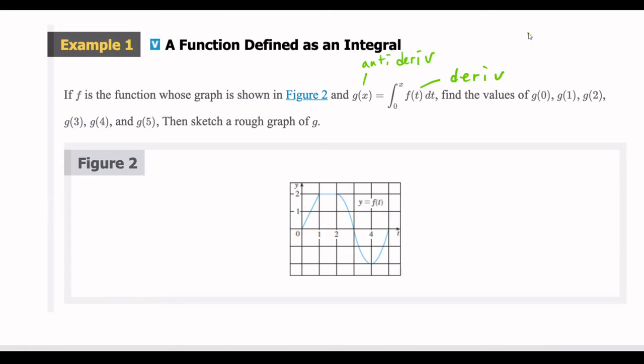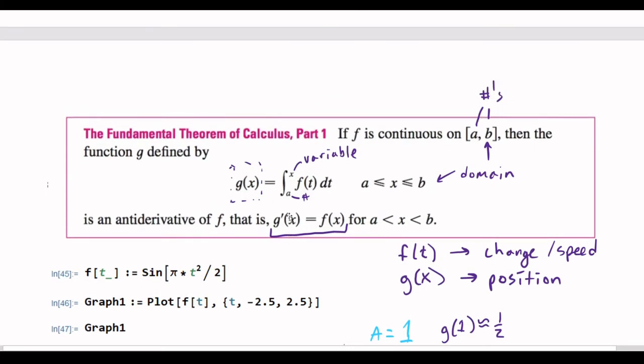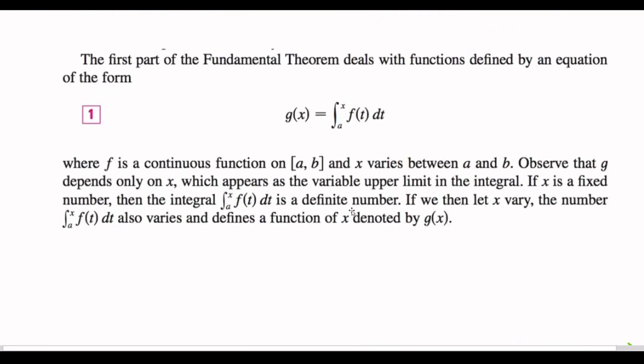We just have to keep reminding ourselves that if I take the derivative of g of x, I get f of x. That's a very important piece. Go back up to the theorem. Keep going back up to the theorem. Remind yourself, g prime of x is f of x. This is not written here just for fun. It's critical to keep reminding yourself of this connection.